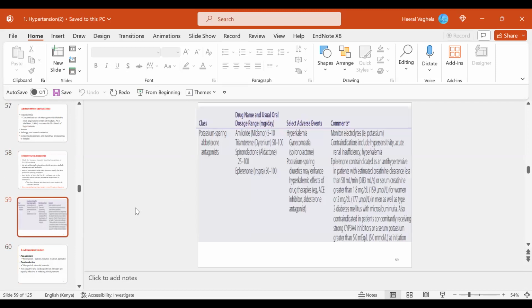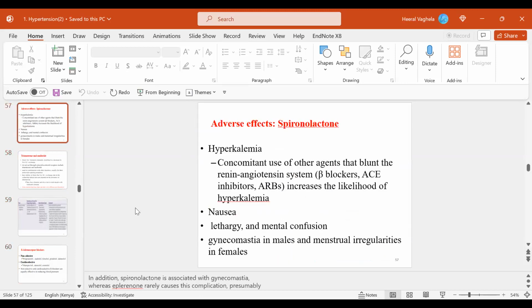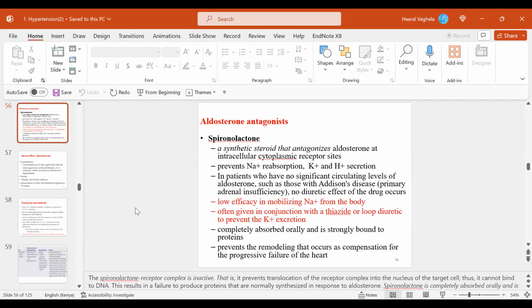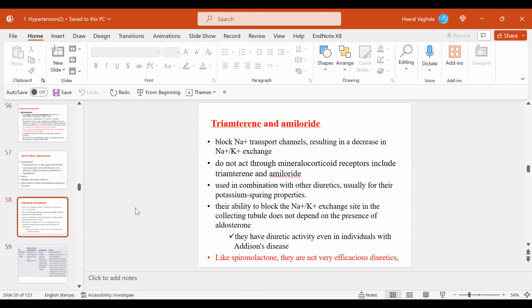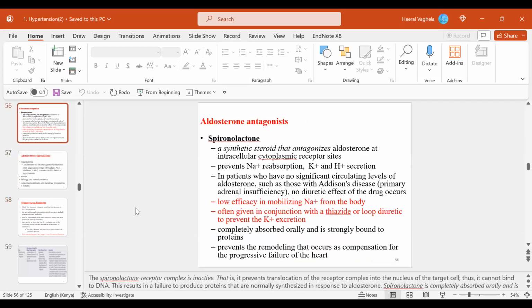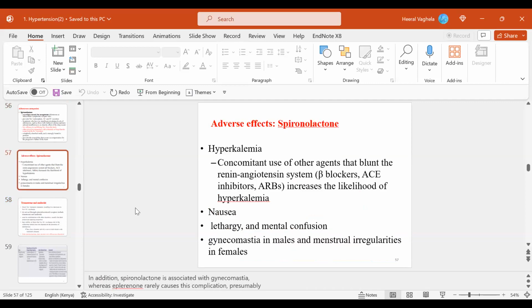So in case the patient has Addison's disease, you give, sorry, you give triamterene and amiloride, which are okay to give when the patient has Addison's disease. One thing about spironolactone is that it causes gynecomastia and menstrual irregularities in females. So in such a case, you now give eplerenone.